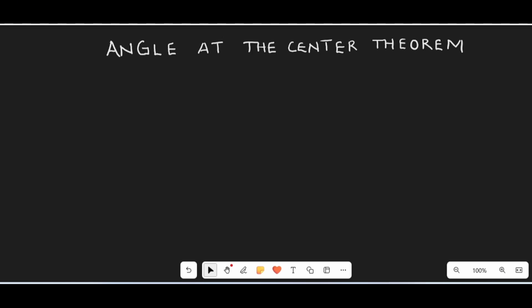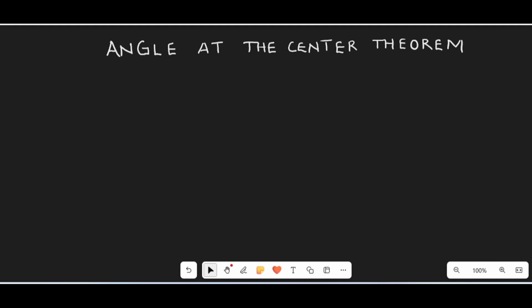Do you know why a triangle drawn on a semicircle is always a right angle triangle? The secret lies in one of the most important circle theorems, the angle at the center theorem. In this lesson, I explain the theorem step by step, prove it, and show you how to solve questions with it. Let's dive in.